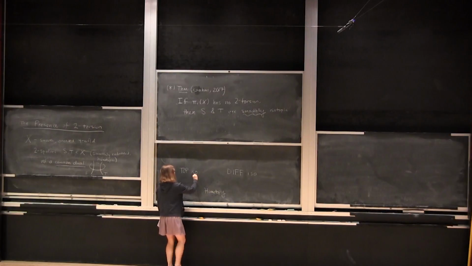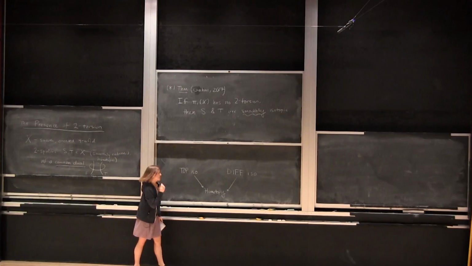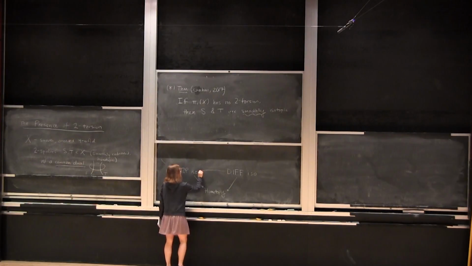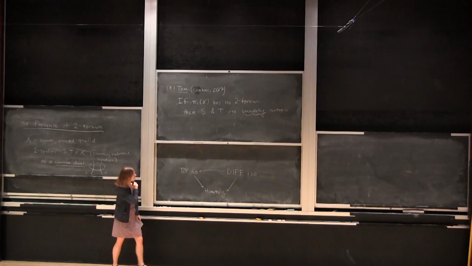Okay, so obviously if they're topologically isotopic, they're homotopic. If they're smoothly isotopic, they're homotopic, and then if I forget the smooth part, I get a topological isotopy from a smooth isotopy. Okay, so I have a nice little triangle happening.